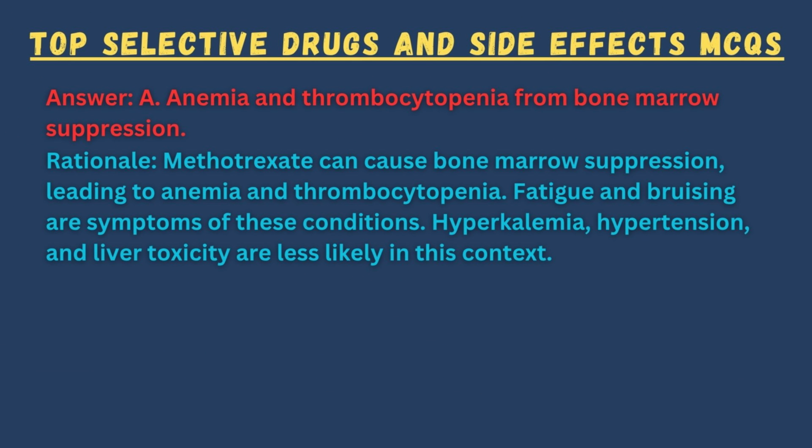Answer: A. Anemia and thrombocytopenia from bone marrow suppression. Rationale: methotrexate can cause bone marrow suppression, leading to anemia and thrombocytopenia. Fatigue and bruising are symptoms of these conditions. Hyperkalemia, hypertension, and liver toxicity are less likely in this context.